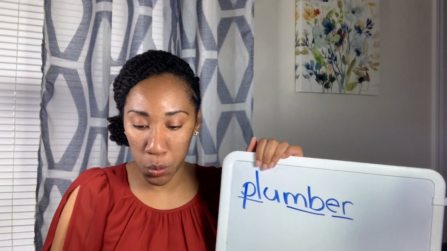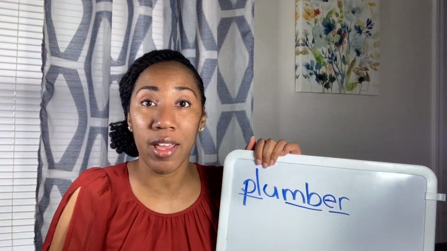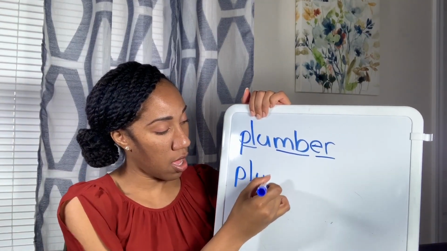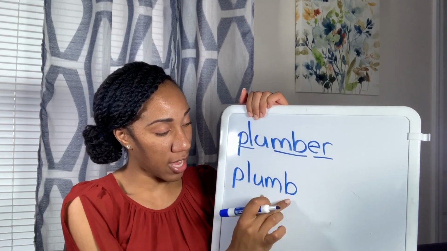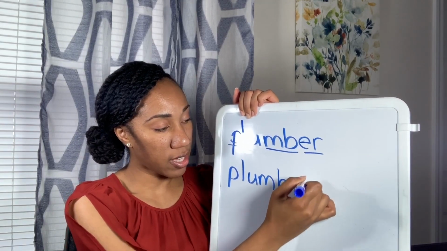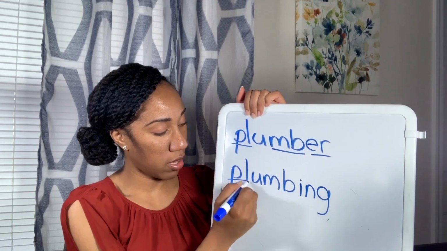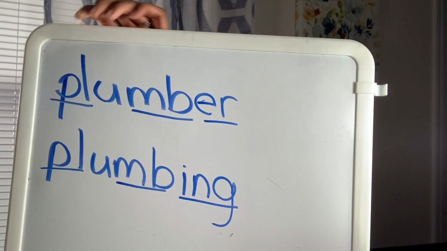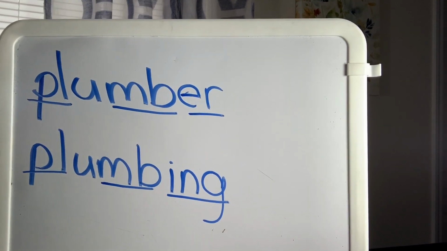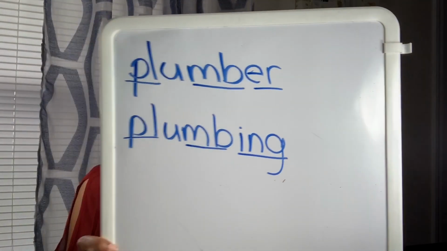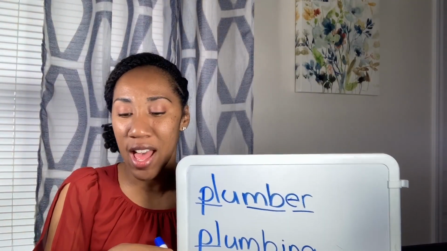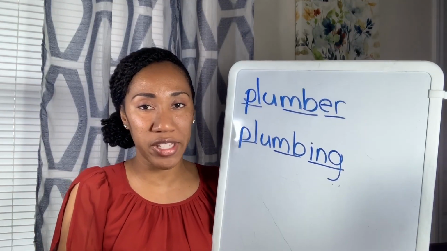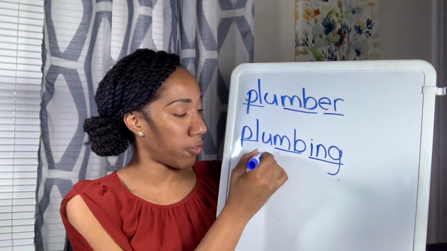Okay? The next word is plumbing. So you should have written pl, there goes that silent B again. Suffix ing. Plumbing. Good job if you got it right. If not, don't be hard on yourself. Just erase and correct. Okay, and the next word was frown.